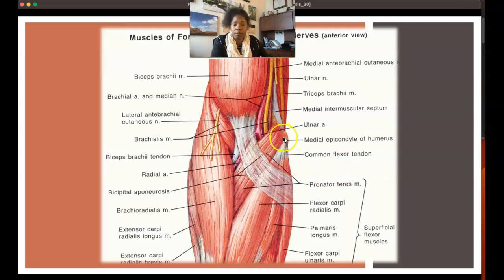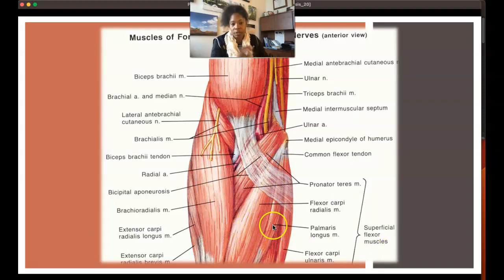So on the medial side of the elbow, let's orient ourselves. This is going to be the medial epicondyle. We have the pronator teres, which is going to come off, right? And then from there, if we're going in order, the next muscle is going to be the flexor carpi radialis, which is going to start medially and end laterally, kind of on the radius bone, right?